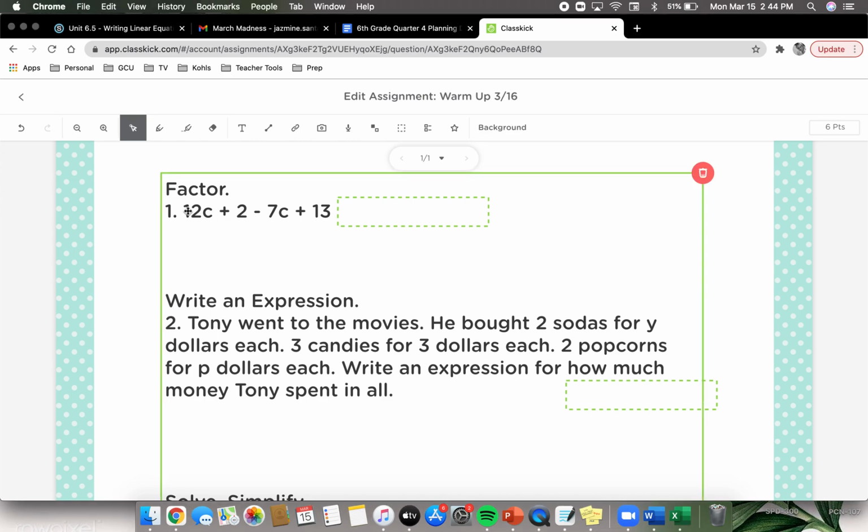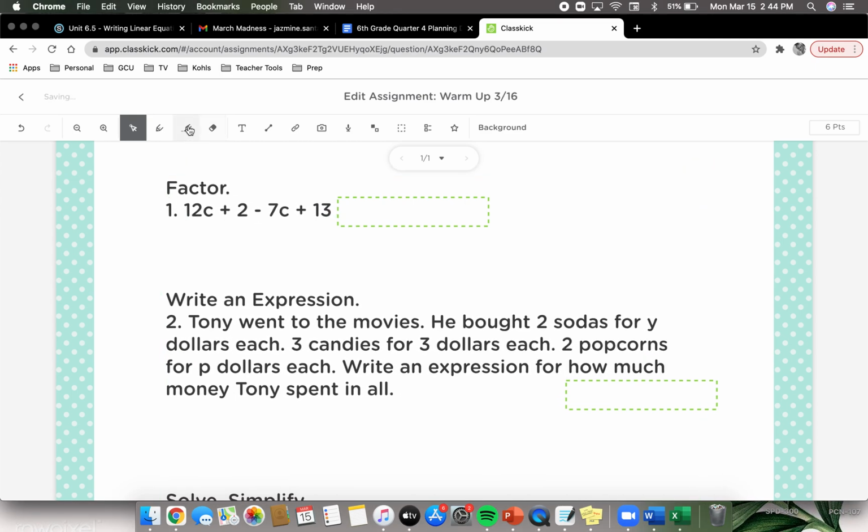So 12c is a like term to negative 7c, and positive 2 is a like term to positive 13. So now we have 12c minus 7c, which would give us 5c, and positive 2 plus 13, which would give us 15. So now we have 5c + 15.